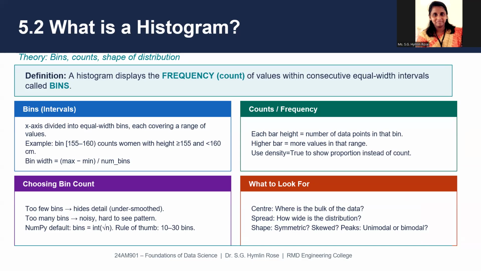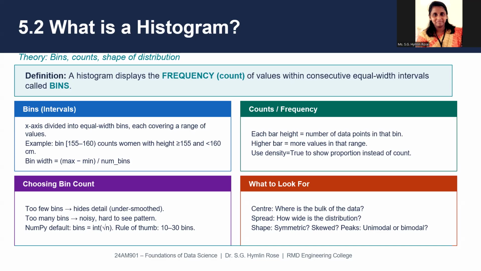A histogram displays the frequency or count of values within consecutive equal-width intervals called bins. Bins are the major component of a histogram, the building blocks, we can say. The entire range of data is divided into non-overlapping equal bins. Each bin represents a range of values on the x-axis. For example, the bin 155 to 160 captures all women whose height is greater than or equal to 155 and less than 160 centimeters.